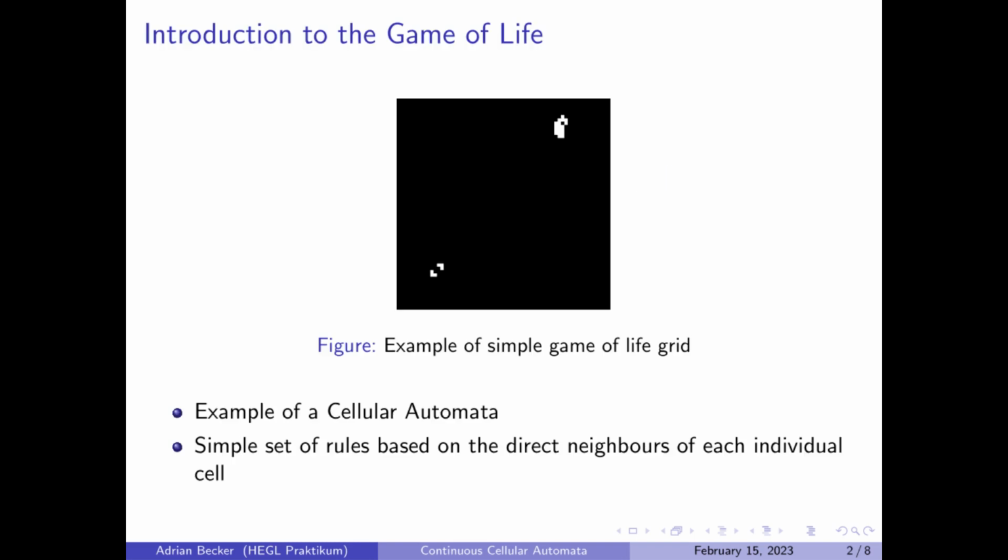A cellular automata is a system in which we update the state of the system based on a set of rules. For example, in the game of life, we have a grid of cells and we turn each cell on or off based on a very simple rule, and that is that we count the direct neighbors of each cell, and if they are within a certain range, we turn the cell on or off. And using these very simple rules, we can already get quite interesting patterns.